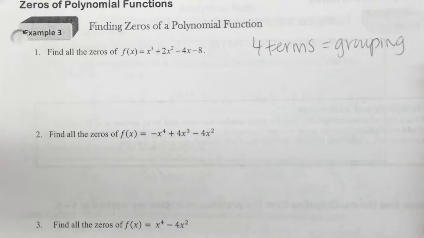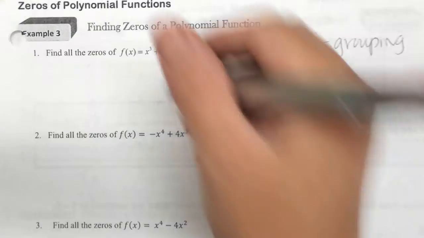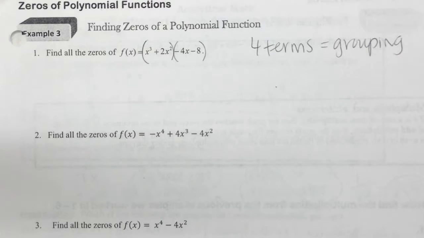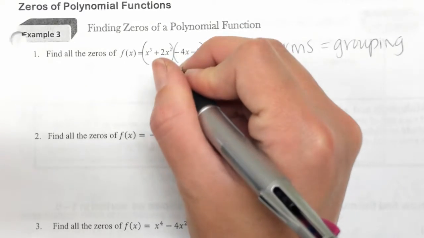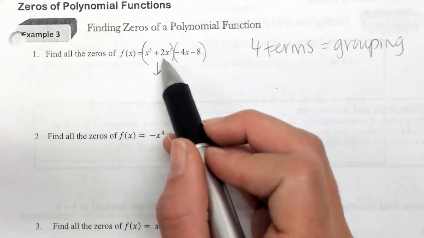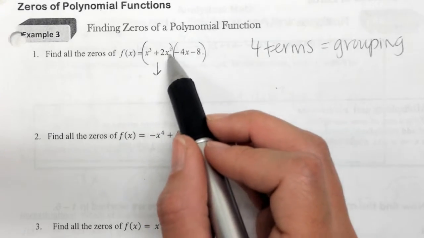And when you think grouping, you think of what symbols? Like parentheses or brackets or something like that. And that's exactly what you're going to do. You're going to group them off in groups of 2 with parentheses. Alright, then I want you to think, what is the greatest common factor of just these 2 terms? Like, what do they have in common? And that's going to be x squared.